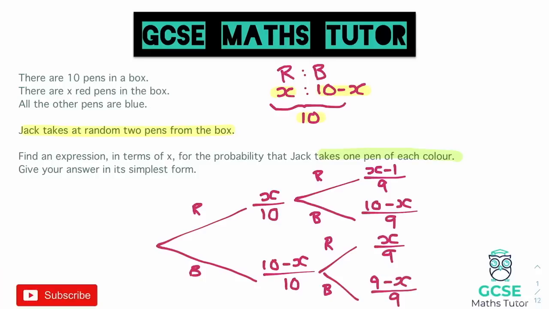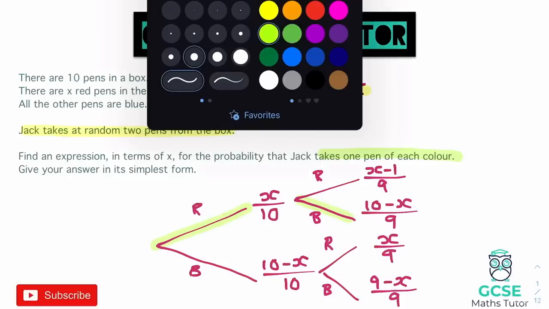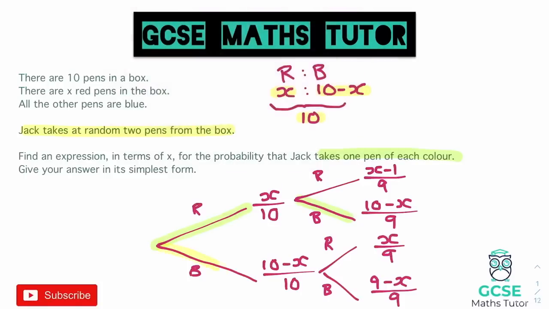Now again, we don't need the full journeys here, we just need to have a look at the two different counters. So if we go up the red route and down the blue route, that's going to be one of our probabilities. So we need to multiply those two fractions together. And likewise, we could go down the blue and then take out a red. So let's take these two probabilities and write those out.